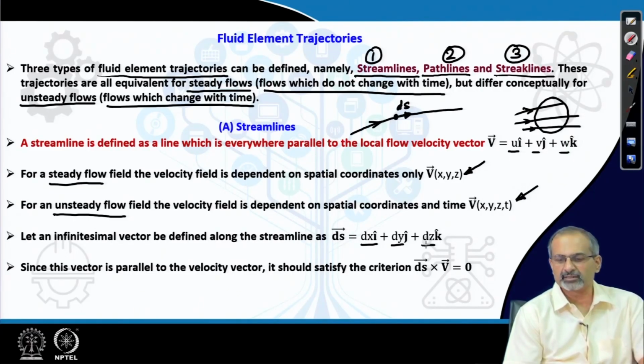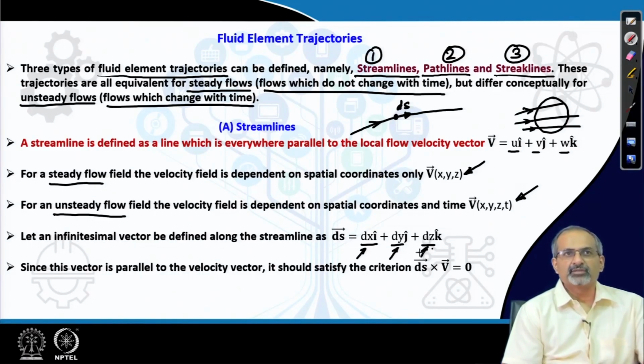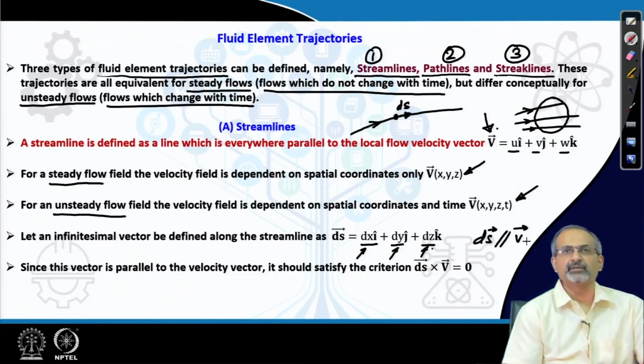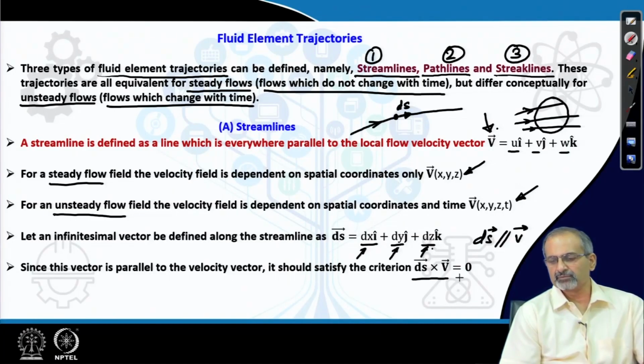i, j, k are the unit vectors along x, y, z directions, and these are the length scales associated with that infinitesimal vector. Now, since this vector is parallel to the velocity vector, that is this vector, ds is parallel to the velocity vector. They must satisfy the criterion that the cross product of the 2 vectors should go to 0.